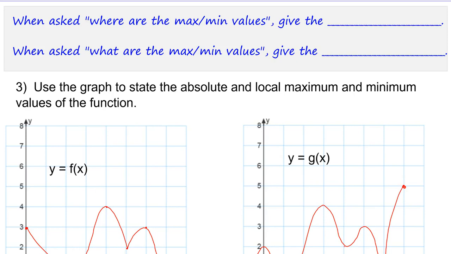Okay, now, there's a difference between what is the maximum value and where is the maximum value. If you're asked where is the maximum or minimum value, you're looking for the x-coordinate of the point. But if you're asked what is the maximum or minimum value, you're looking for the y-coordinate of the point.